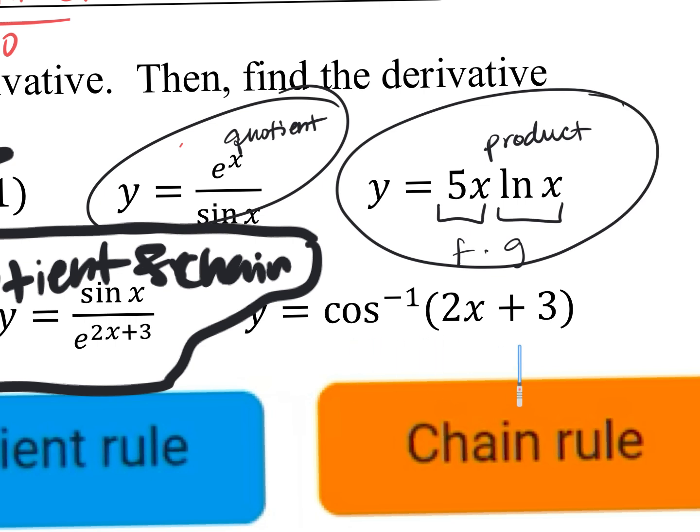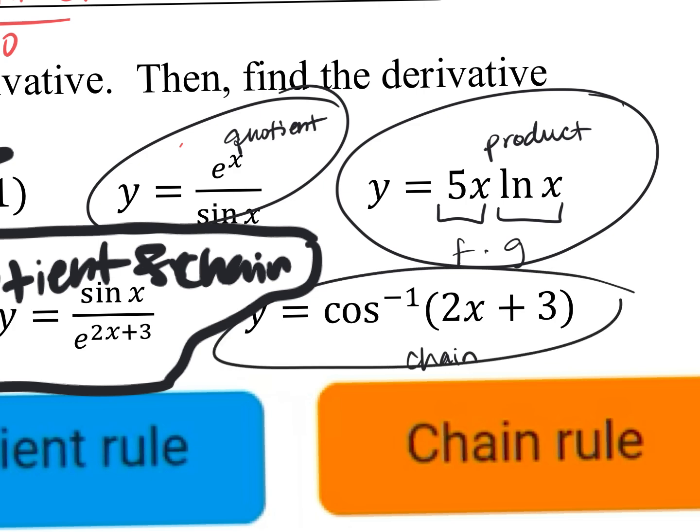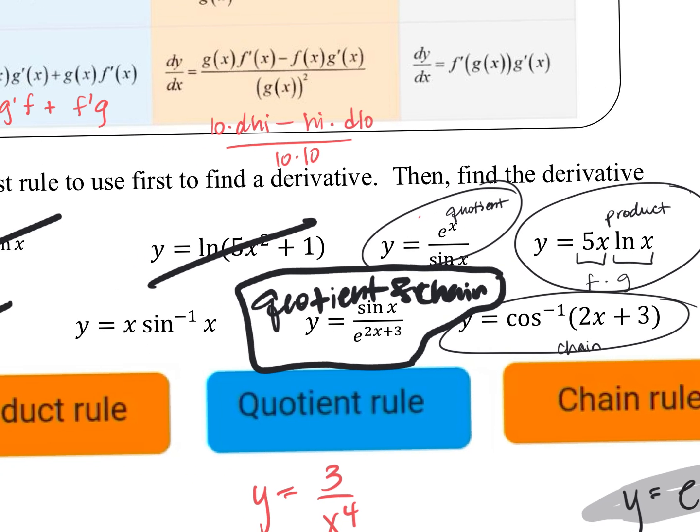Bless you. Ooh. Inverse cosine of 2x plus 3. Chain rule. It's going to be one of those new derivatives of inverse trig functions, but that's just a chain rule because we got an outer and an inner. Another product, right? X times inverse sine. So we got another, I'm writing chain, but I meant to say product.